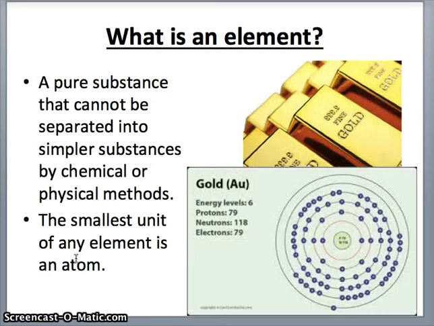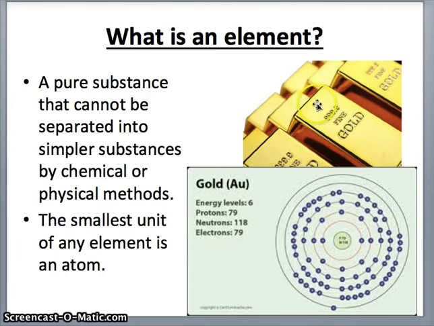Now let's talk about what an element is. An element is a pure substance that cannot be separated into simpler substances by chemical or physical methods. That means you can't separate out an element any smaller than its atom. The smallest unit of any element is an atom.